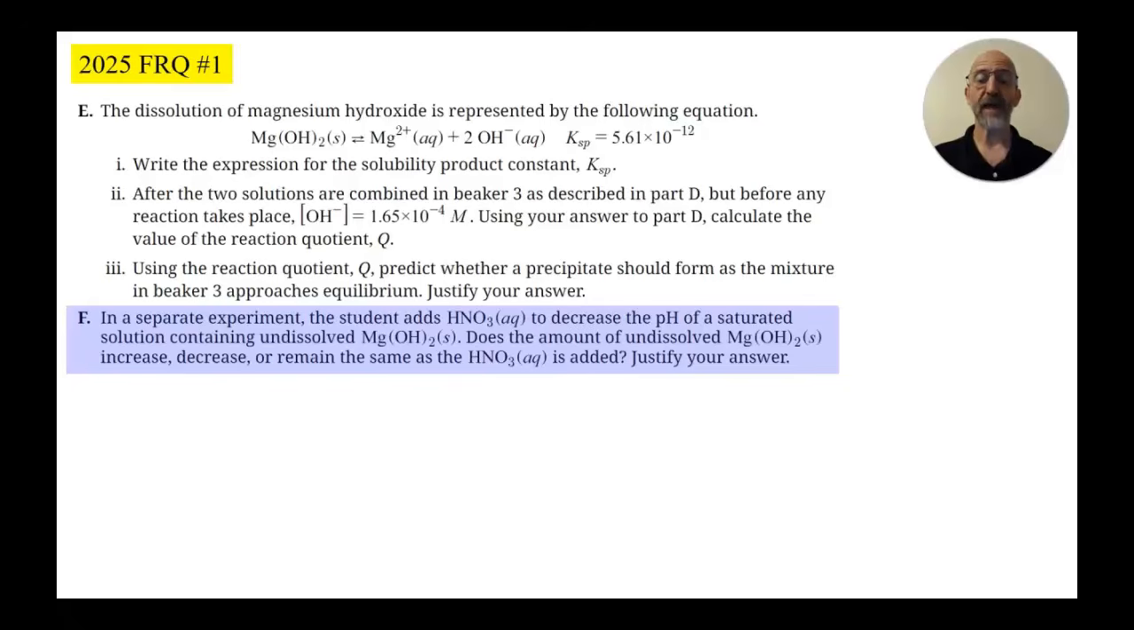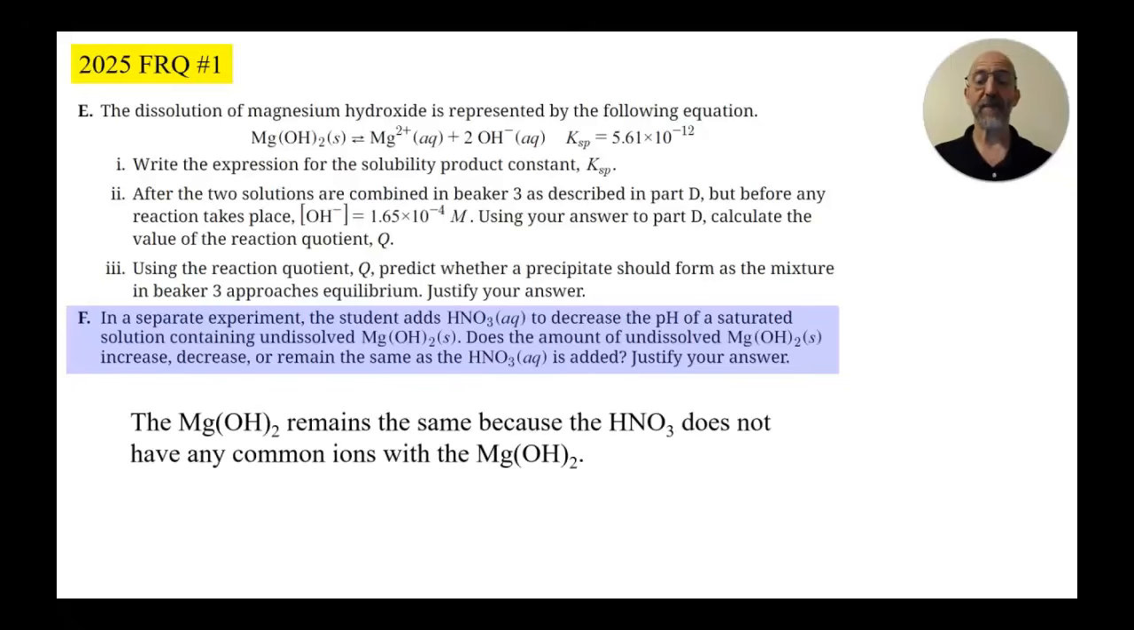Justify your answer. So here's an example of what a student said that did not earn the point. Now, they said that the magnesium hydroxide remains the same because nitric acid does not have any common ions with the magnesium hydroxide. Now, there is something in Unit 7 called the common ion effect, where a solution becomes less soluble if there is a common ion present. But in topic 8.11, pH and solubility, something that is a strong base, such as this magnesium hydroxide, can be affected by a strong acid. It is going to be affected by the presence of acid.